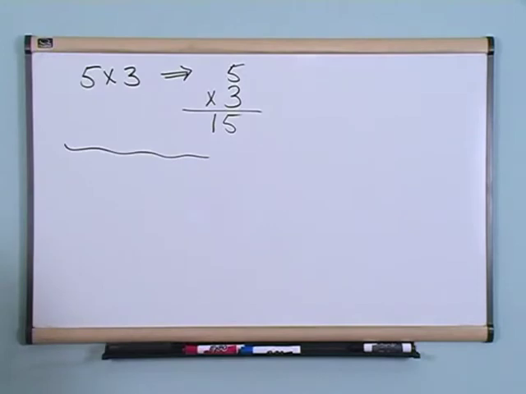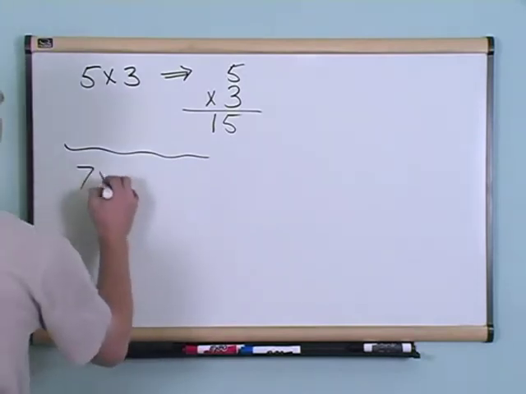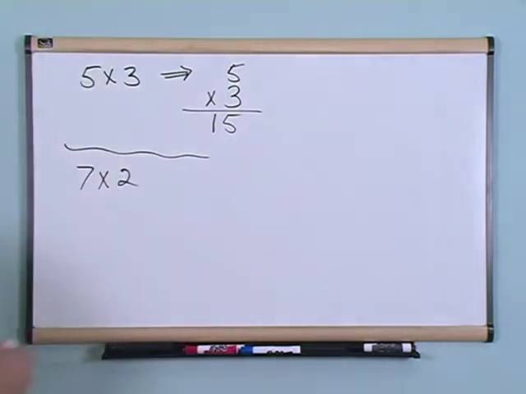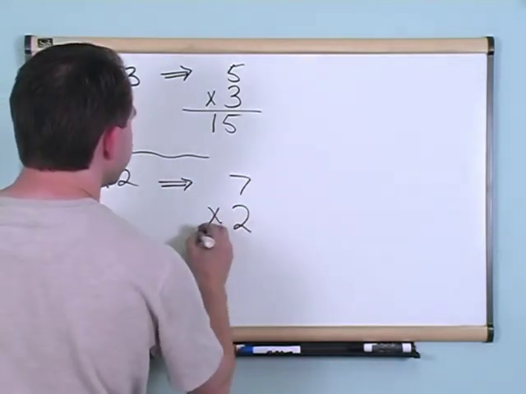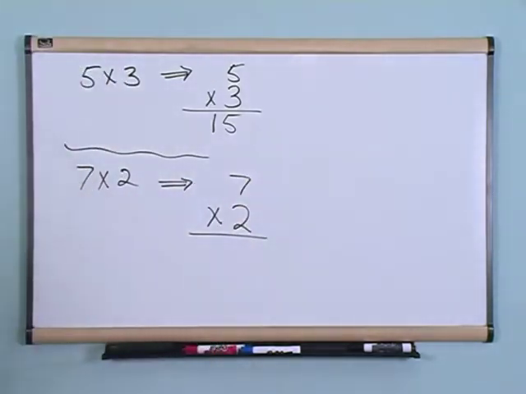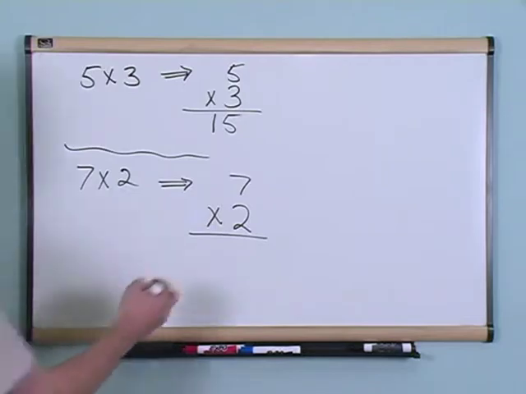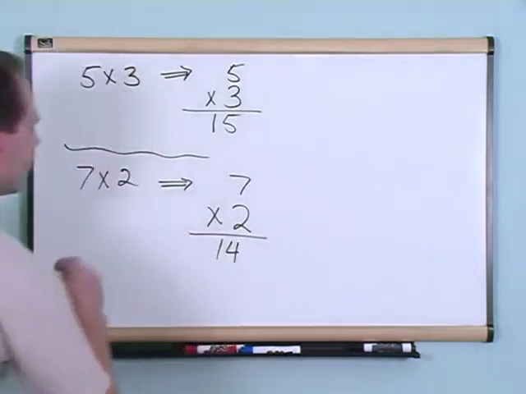Now, the next thing would be 7 times 2. That's the next problem, okay? Again, it's two single-digit numbers, so I'm just going to write the problem like this. And you should remember from your times tables, or look it up if you don't remember, or go review the section of the DVD, 7 times 2 is 14. So you're going to write that down.